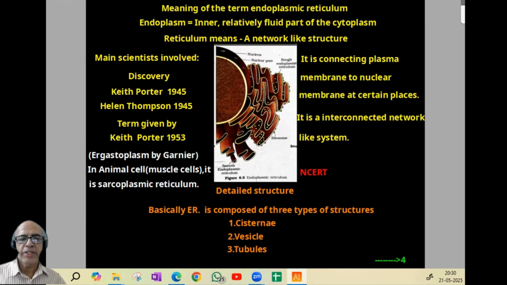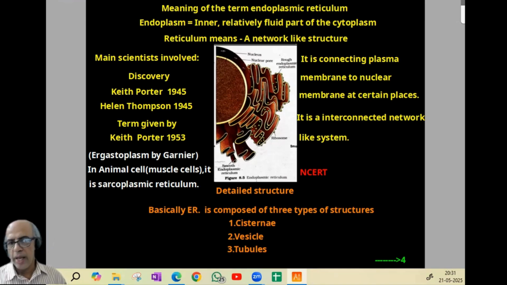Now here, the main scientists involved. Discovery is concerned with the scientist Keith Porter, 1945. Similarly, one more is there, Helen Thompson, 1945. The name was given by Keith Porter, 1953. Another name was given by Garnier, namely ergastoplasm. In animal cells, in muscle cells, it is called the sarcoplasmic reticulum.